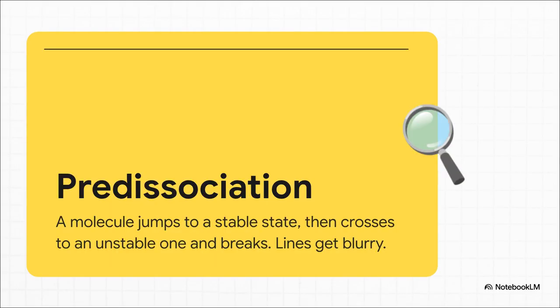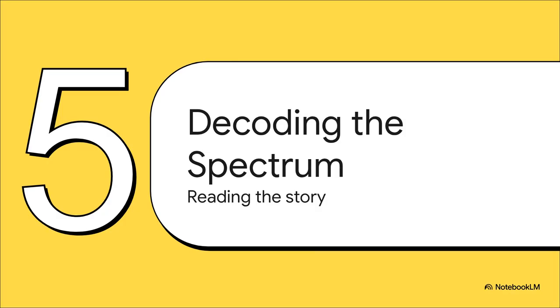And then there's this even sneakier process called pre-dissociation. This is wild. The molecule jumps to what looks like a stable state. But if its energy curve happens to cross with an unstable one, the molecule can just hop over to the unstable state, and then poof, it flies apart. This is a dead giveaway in the spectrum. You'll see a series of nice, sharp lines that suddenly get blurry and fuzzy right before they might just disappear altogether.